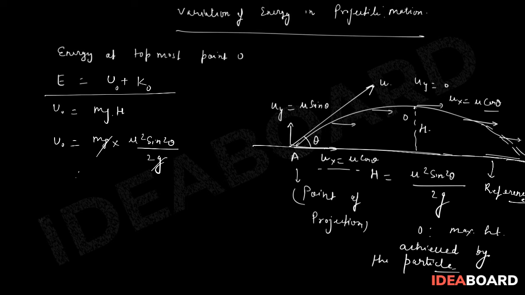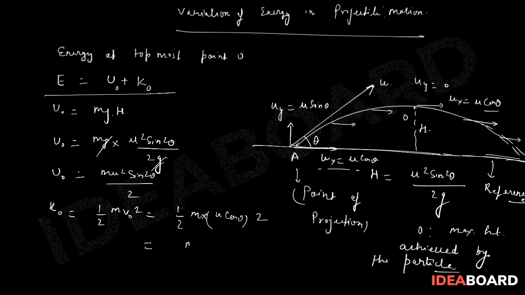So this g is cancelled out. So this is m u square sine square theta by 2. This is U naught, and K naught will be half m into v0 square, and here we are very clear that v0 is going to be simply vx, which is u cos theta, whole square. So we get m u square cos square theta by 2.